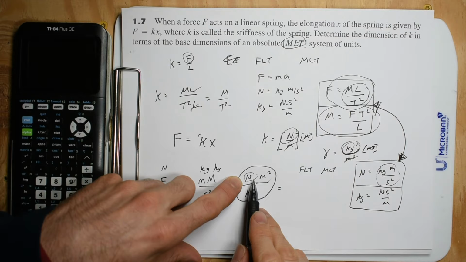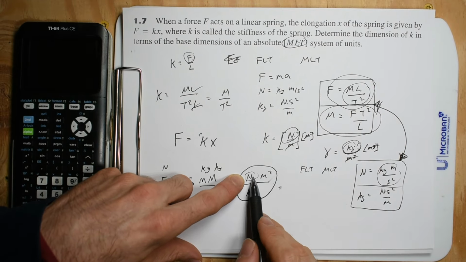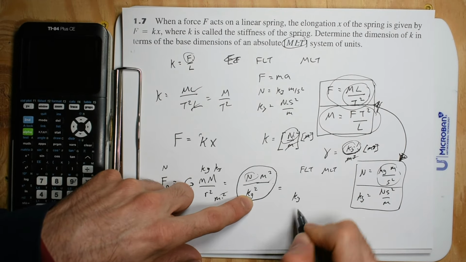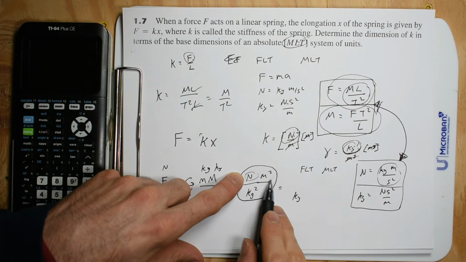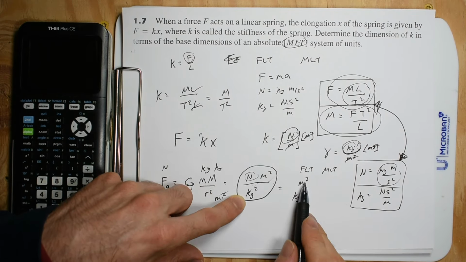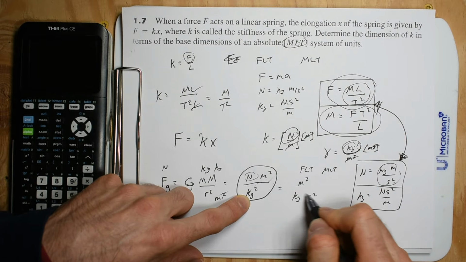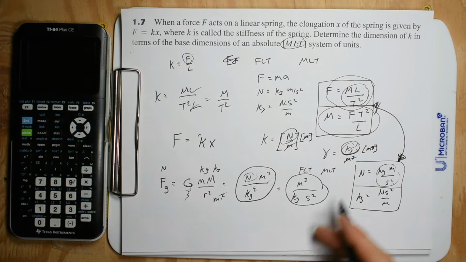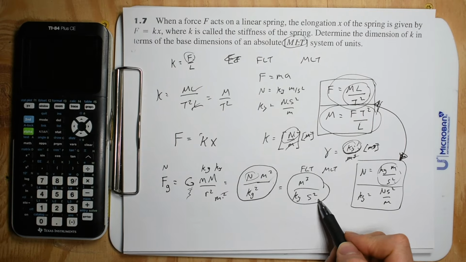And so if I see a Newton, I can just throw this in. If I do that, I'm going to get a kilogram upstairs. That's going to cancel a kilogram downstairs. And I'm going to have another meter upstairs, so I'm going to have meters cubed upstairs. And I'm going to have seconds squared downstairs. So there you go. Again, this is another way to do it.